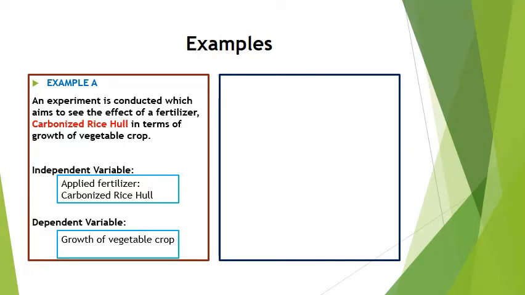Did you get it? Just always keep in mind that anything that is controlled in the study is the independent variable. In this example, the one that is being manipulated is the carbonized rice. It will be applied on the vegetable crop, and the growth of the vegetable crop is the dependent variable because it will vary depending on the applied fertilizer.